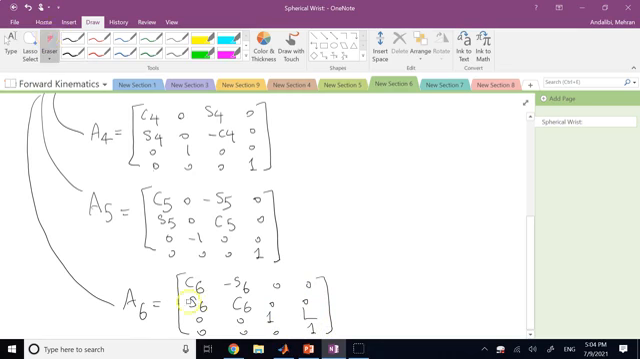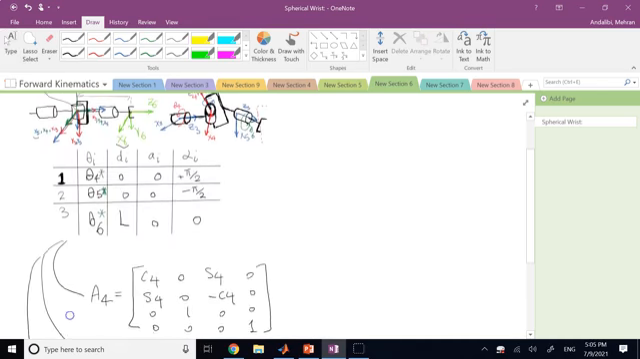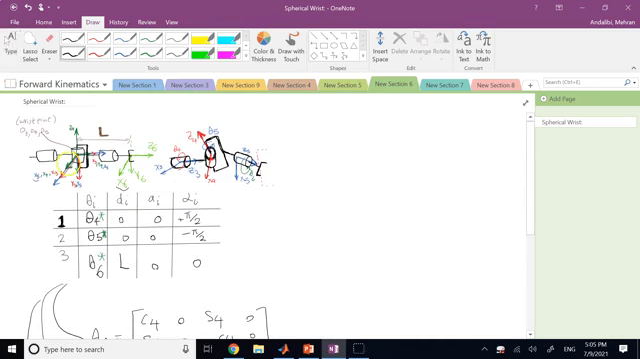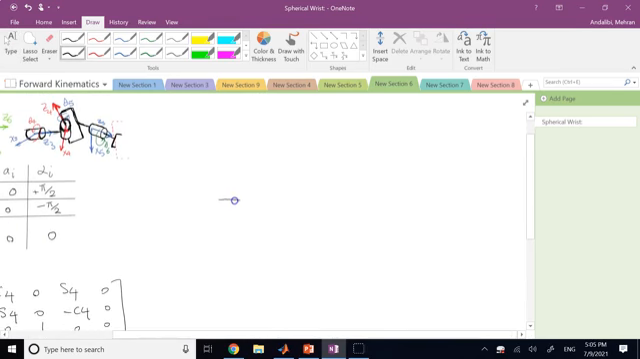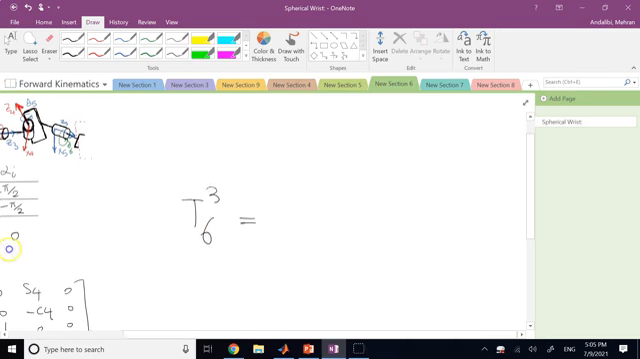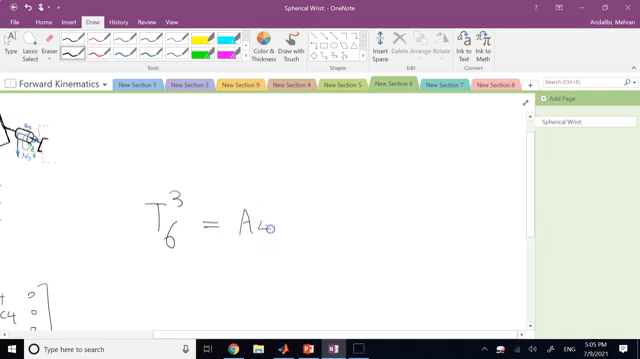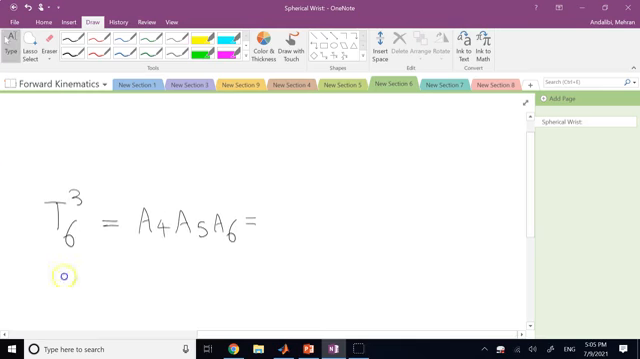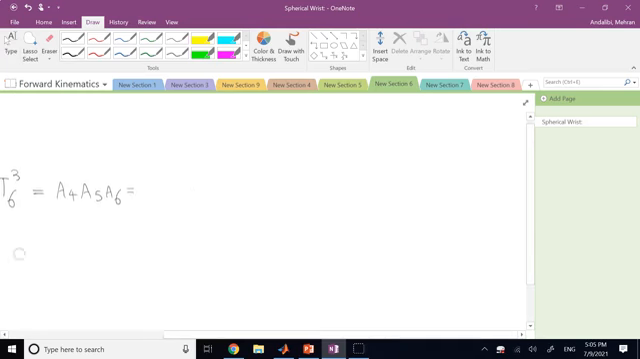Okay, so this is your A6 matrix, and now if somebody says, could you determine the position and the orientation of frame 6 with respect to frame 0? In this case, it is T of 6 with respect to, not 0, 3. Remember here, we don't have the base. The base for us is frame 3. So can I determine the position and orientation of frame 6 with respect to frame 3? Yes. I need to multiply A4 by A5 by A6.